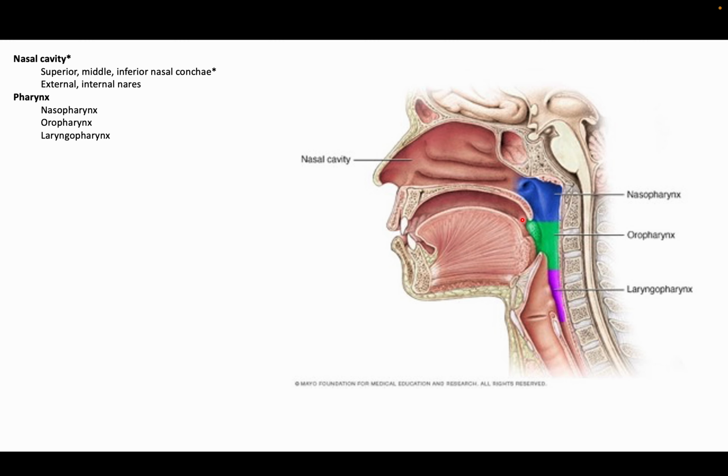In the back region of the throat, this is the pharynx region. The pharynx is not an actual structure. It's just an opening that is divided into three sections. You have the nasal pharynx, the oral pharynx, and the laryngeal pharynx. This is going from superior to inferior. The nasal pharynx is behind the nasal cavity. The oral pharynx is behind the oral cavity, and the laryngeal pharynx is going into the throat. So this is the most inferior layer of the pharynx.